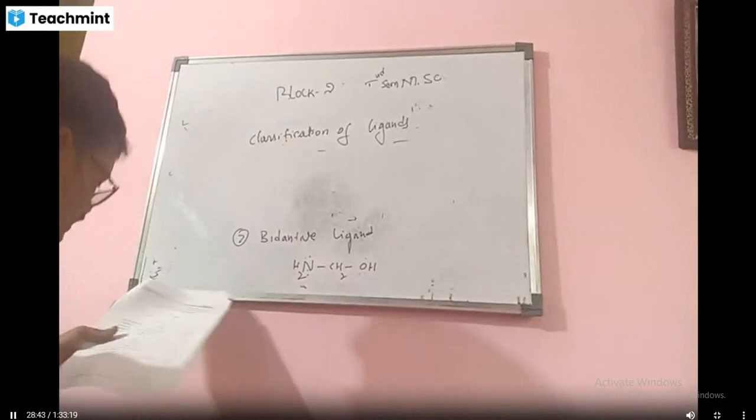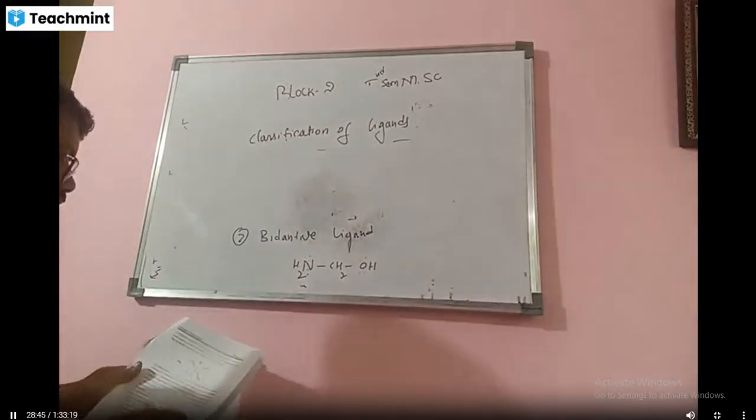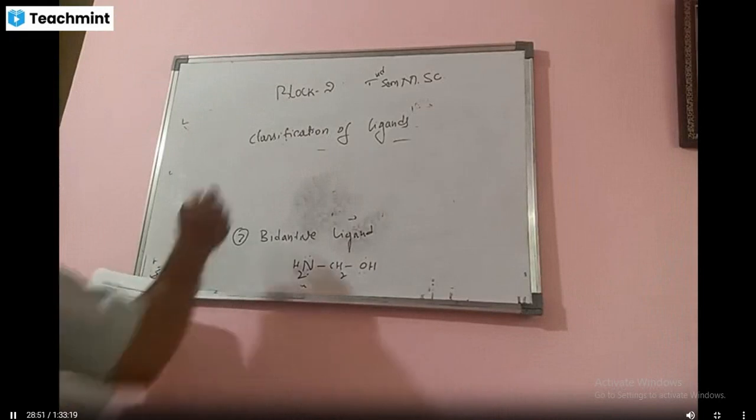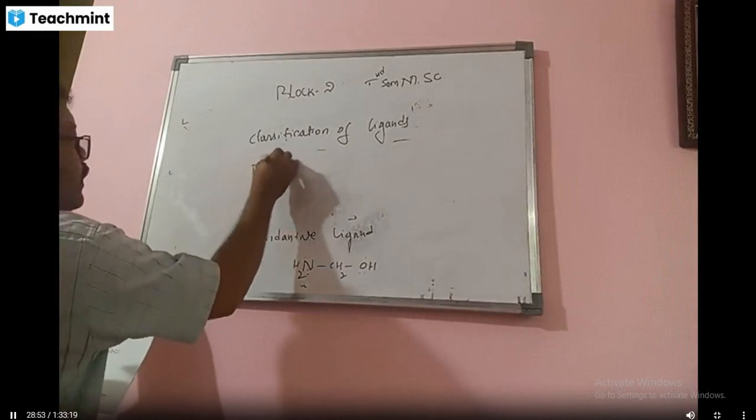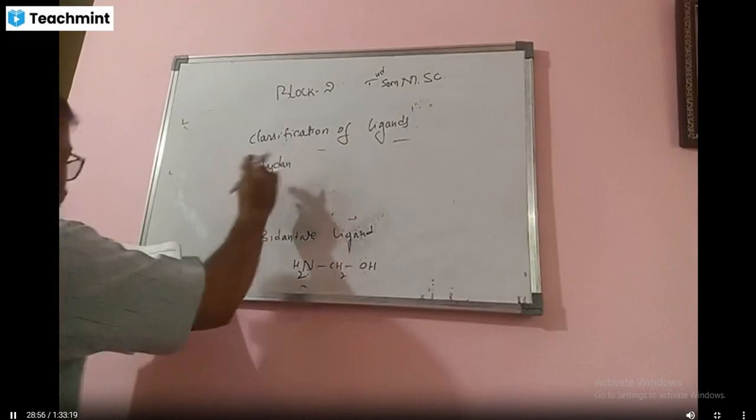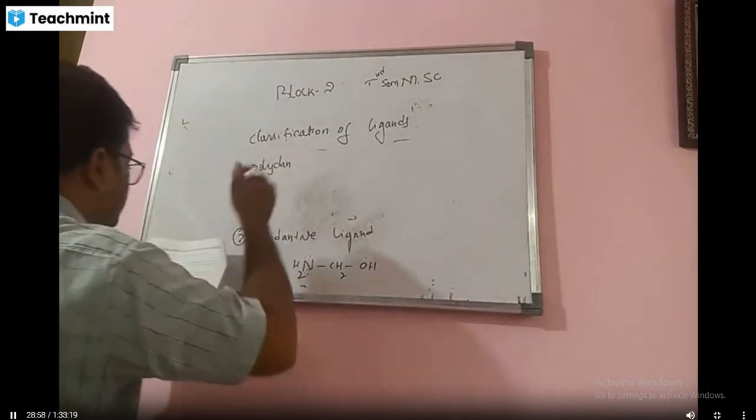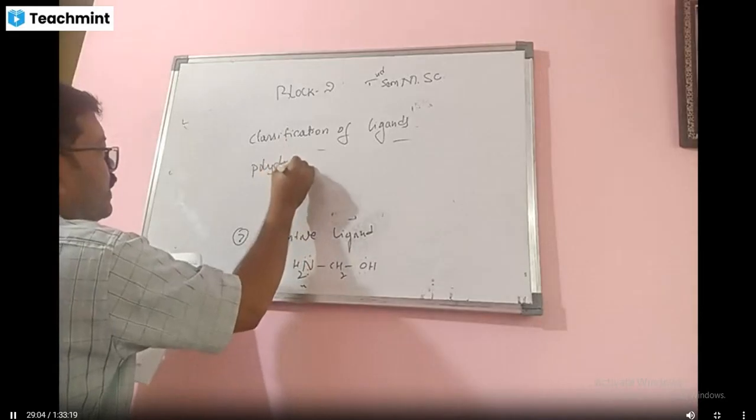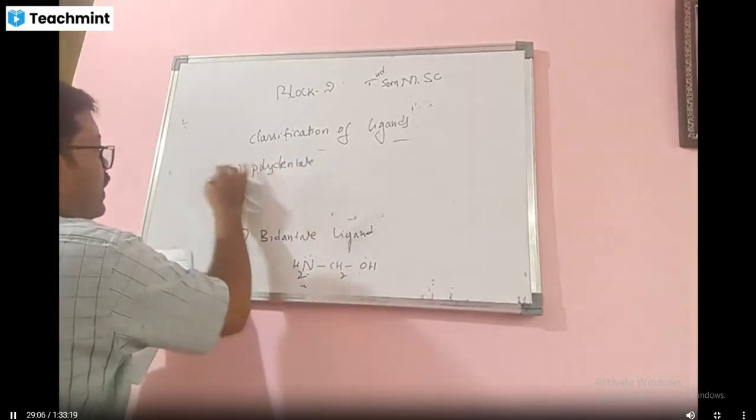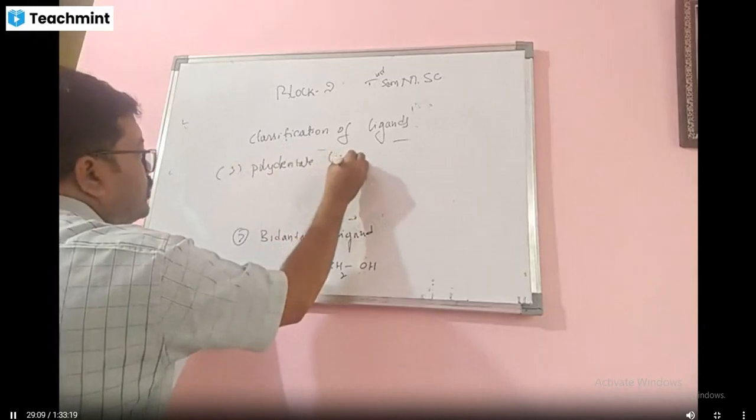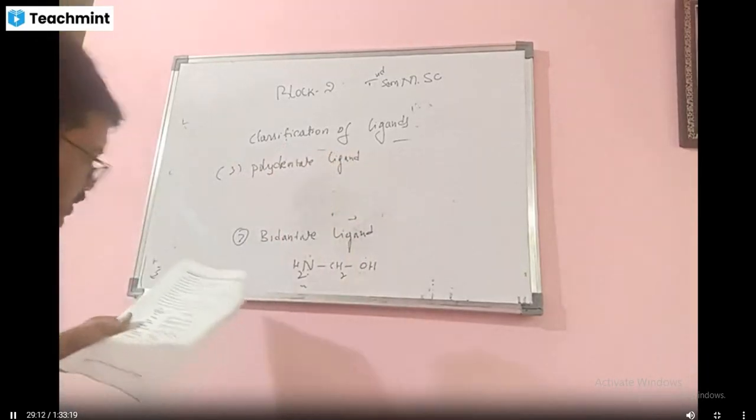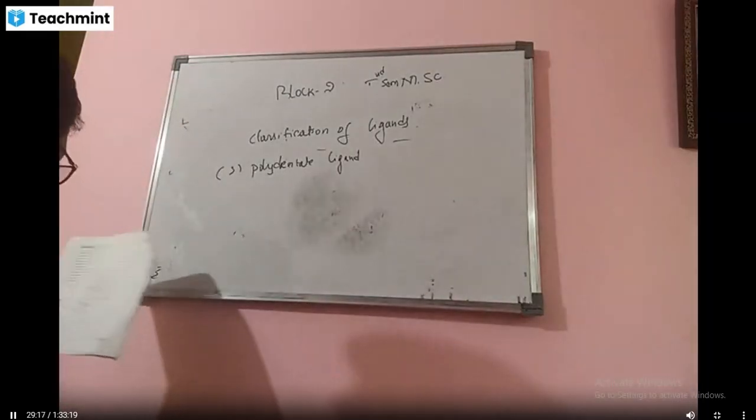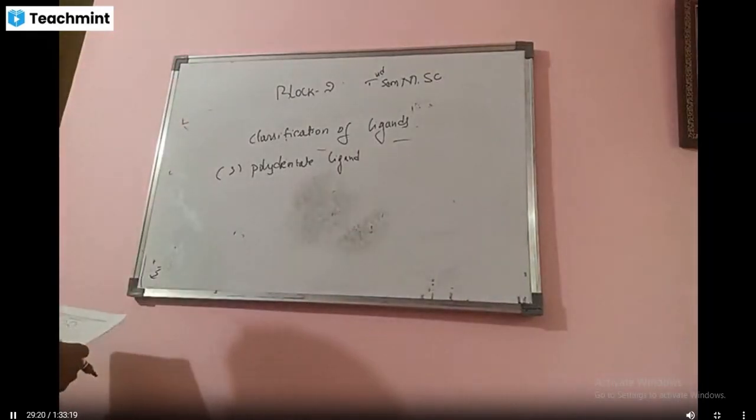Tridentate or polydentate. Next, polydentate: more than two. A polydentate ligand donates more than 3. So more than 3 donor atoms are there.